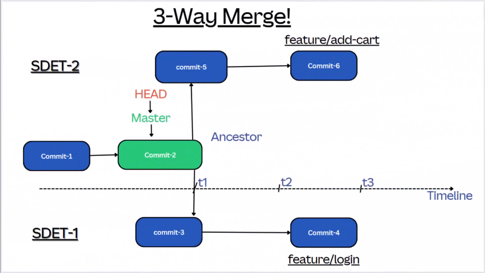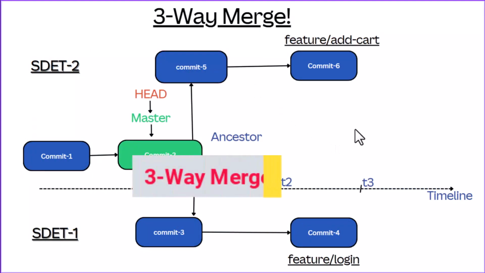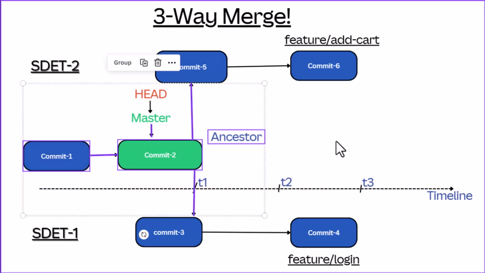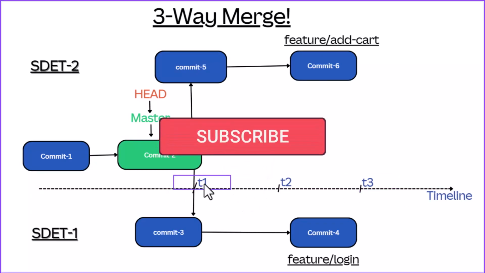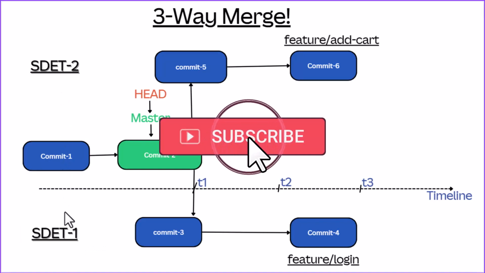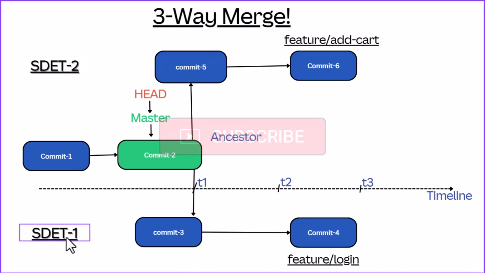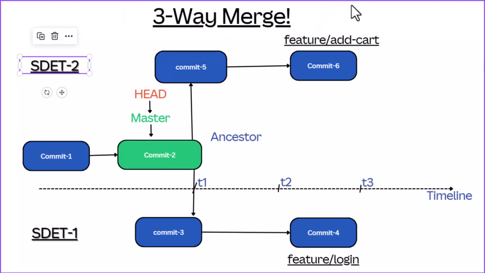Let us discuss three-way merge. So over here in the diagram, we will consider the case that we have a master branch which already has two commits, and this is the timeline where we have noted down three instances of time t1, t2, t3. Currently we are at instance t1 and we have two SDETs, SDET1 and SDET2, who want to work on specific features. Let's say SDET1 wants to work on feature/login and SDET2 wants to work on feature/add card.